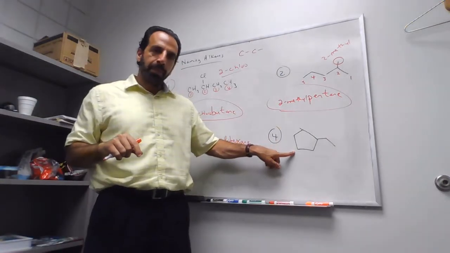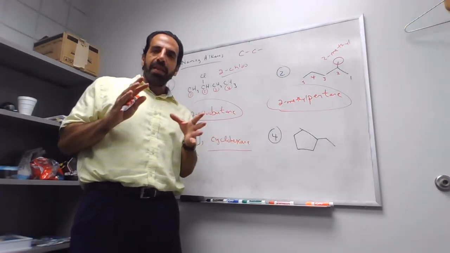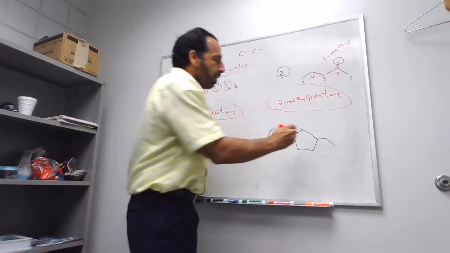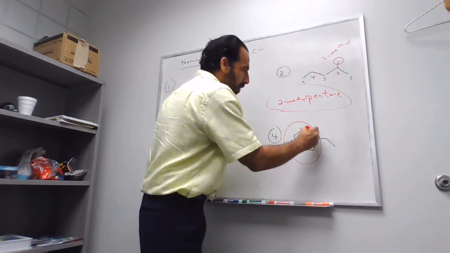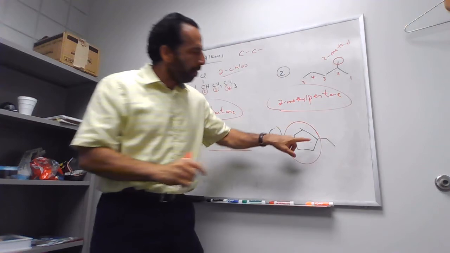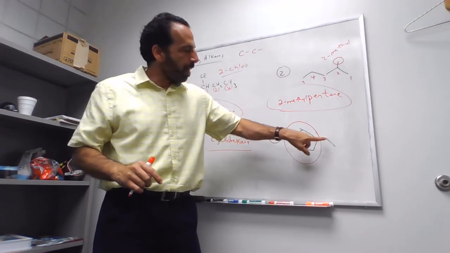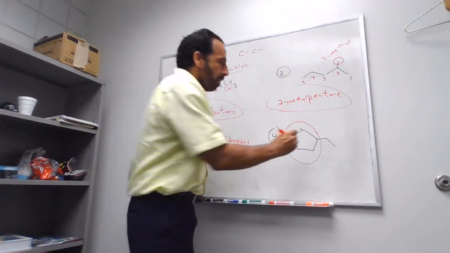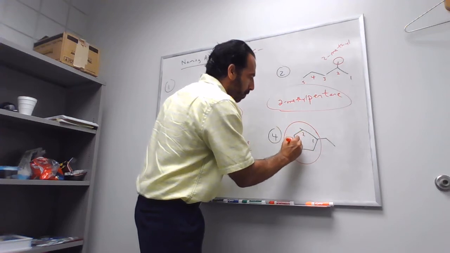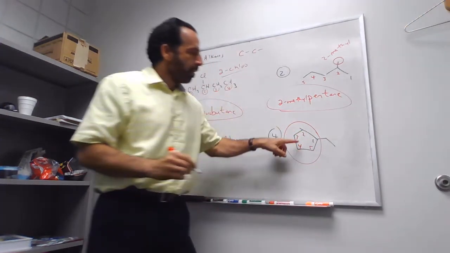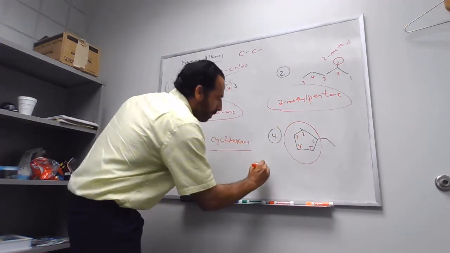This one right here. And again, whenever you have cyclic compounds, those are going to be the main group. So I'm going to call this carbon number 1 because that's where I see the substituent extending from. So I'm going to say 1, 2, 3, 4, 5. So it's cyclopentane.